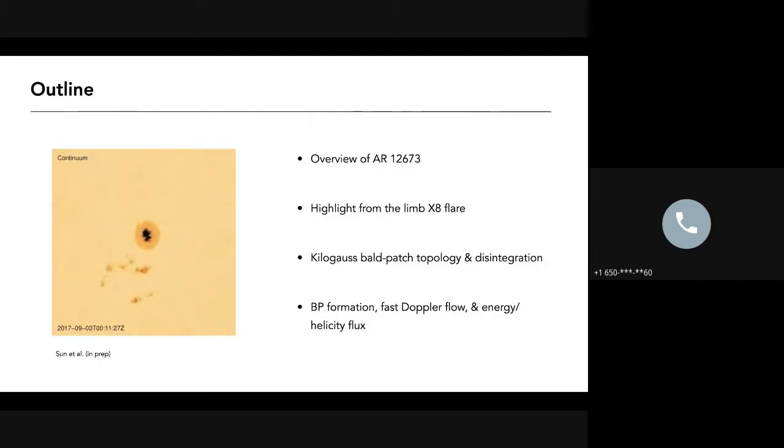So this is the outline. On the left, I'm showing you an HMI video of this active region's evolution over about, I believe, 4 to 5 days. I will give you an overview of this active region. Then I will talk about some of the highlights from the research on this famous X-class flare that is a textbook flare. Then I'll talk about our own work on the magnetic field topology and its evolution. The second work I will talk about from my team is about the bald patch formation, including the fast Doppler flow and the inference of energy and helicity flux. Next slide, please.